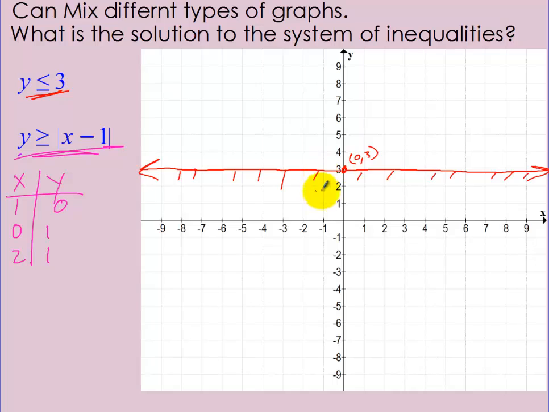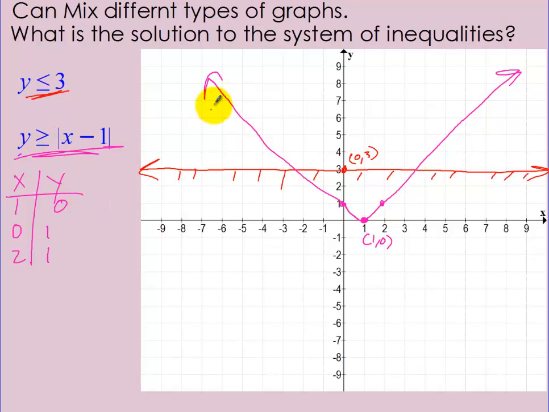So I'm going to plot that. So x is 1, 0. Right here, we'll label that 1, 0. 0, 1. And 2, 1. So there's my V shape. It is or equals to, so it's solid. So I'm going to draw my absolute value. It's a solid line. That's okay.